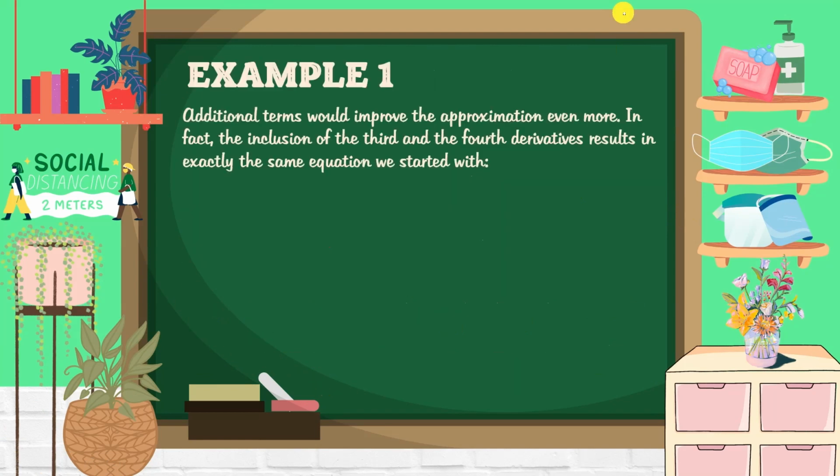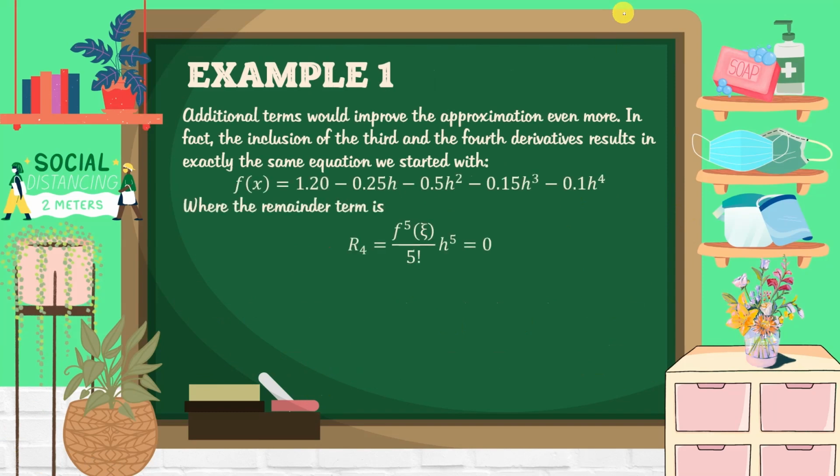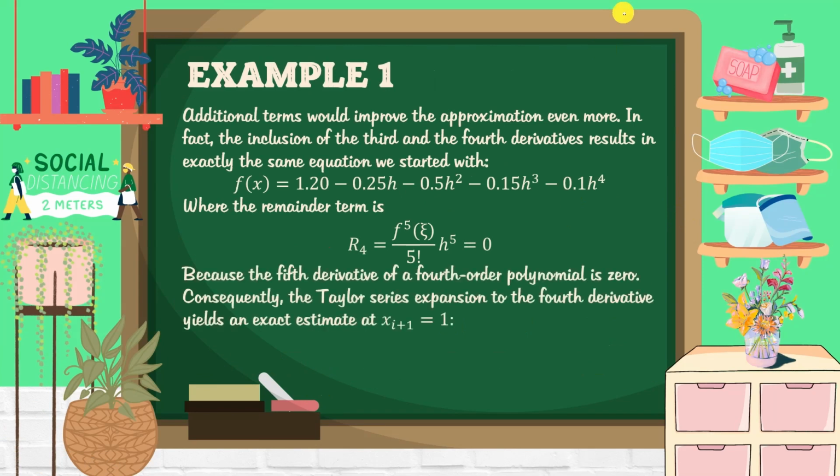Additional terms would improve the approximation even more. In fact, the inclusion of the third and the fourth derivative results in exactly the same equation we started with, where the remainder term is 0, because the fifth derivative of the fourth order polynomial is 0. Consequently, the Taylor series expansion to the fourth derivative yields the exact estimate at xi plus 1 equals 1, which equals 0.2.